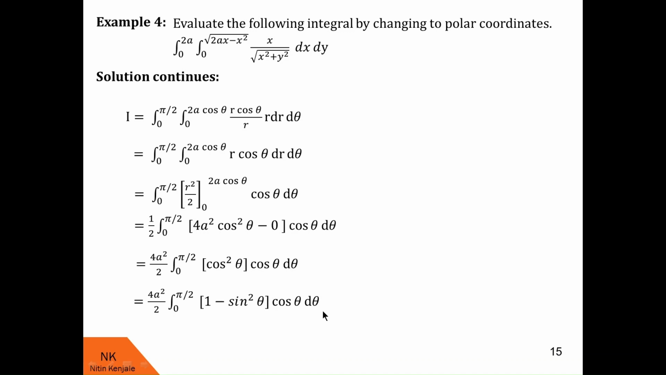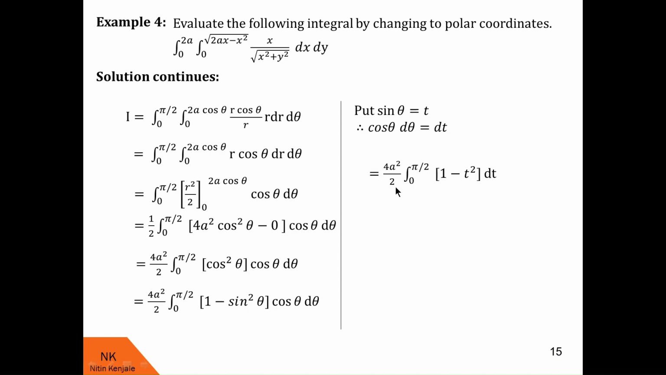Now finally, to evaluate this integral, we are going to substitute sin theta is equal to t, differentiating which we get cos theta d theta is equal to dt. Therefore, this integral now becomes 4a square upon 2 into integral from 0 to pi by 2 of 1 minus t square into dt. Integration of 1 with respect to dt is t and t square integration is t cube by 3 over the limit 0 to pi by 2.